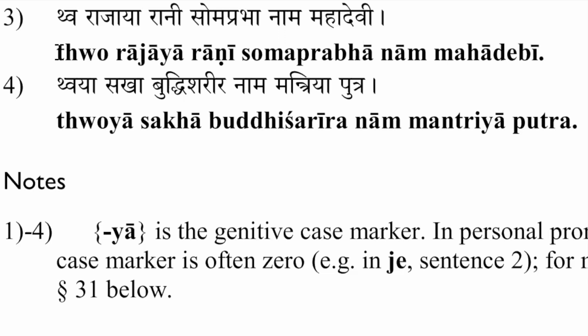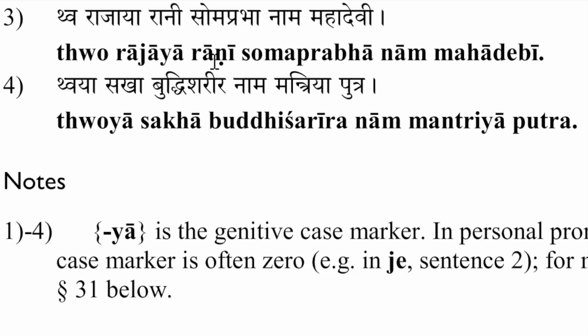It's Somaprabha. Nam is named, Mahadevi named Somaprabha. This is a great goddess. Yeah, literally a great goddess. So normally in the context of royal family, we just say great queen, great lady. It's a great queen named Somaprabha. Yeah, exactly. Can you put it together? Okay, so the wife of this king or the queen is a great queen named Somaprabha. Yes, exactly, totally right.